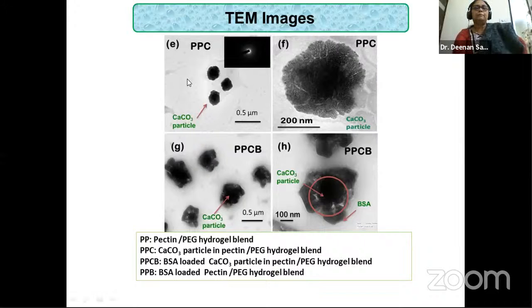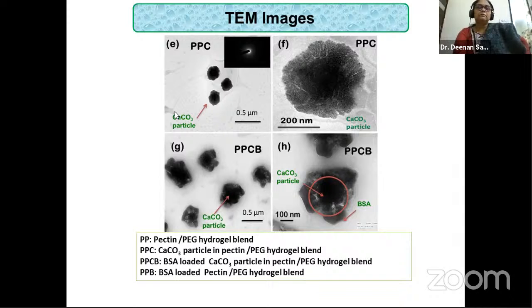Of course, our PPC shows this calcium carbonate particle, around 200 micrometer sized particles, and this is the enlarged version. You can see only that. In the presence of BSA, we could see some coating around these particles. This shows an indication that something is coated around this calcium carbonate particle. We are interpreting that maybe this is due to the protein. I will explain how it has happened.